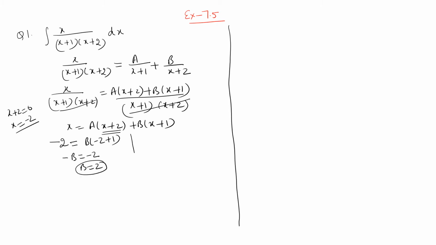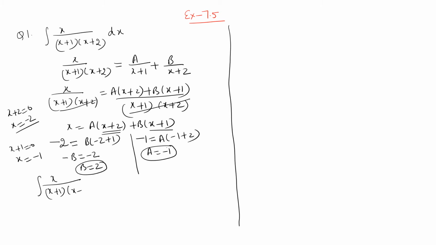And similarly, for the second factor, x plus 1 equal to 0, I'll put x as minus 1. So what will I get? Minus 1 is equal to, now this term will be 0, so it is a times minus 1 plus 2. So a is equal to minus 1. You can check from here also whether my splitting is proper or not by putting the values here. And now my integral is split into a simpler form: integral of x upon x plus 1 into x plus 2 dx is the integral of minus 1 upon x plus 1.